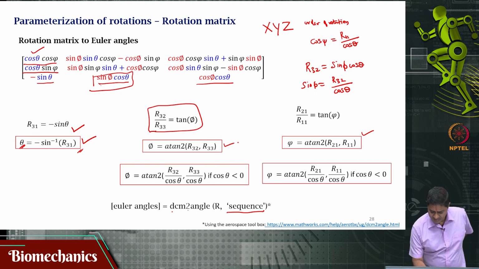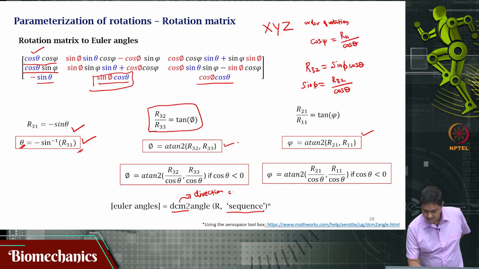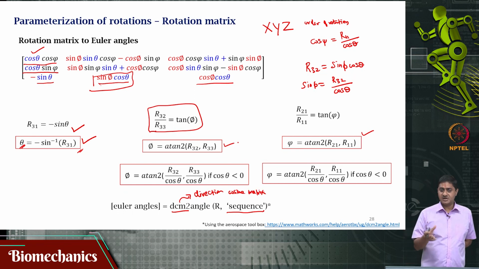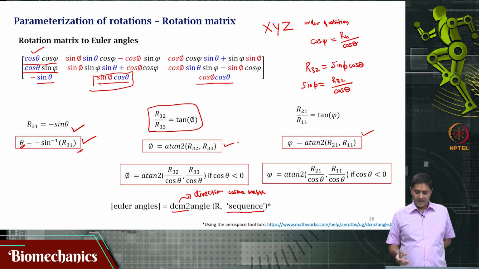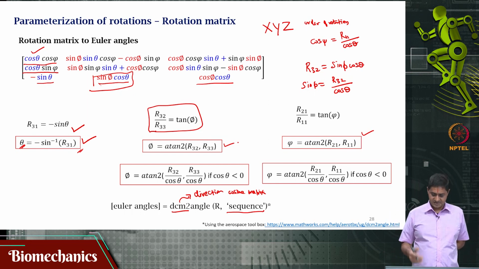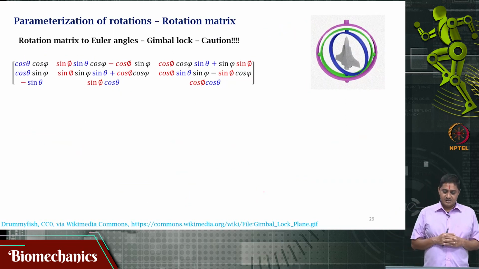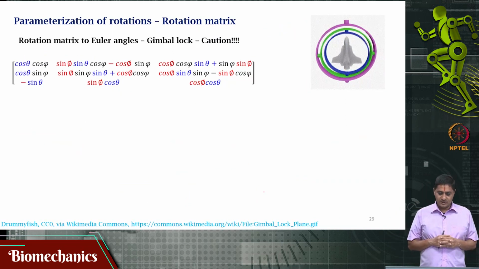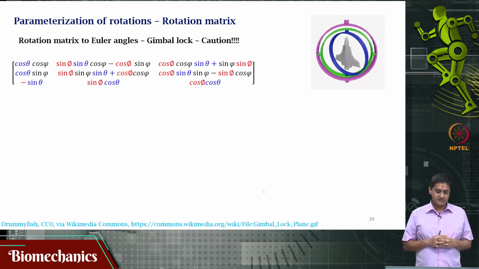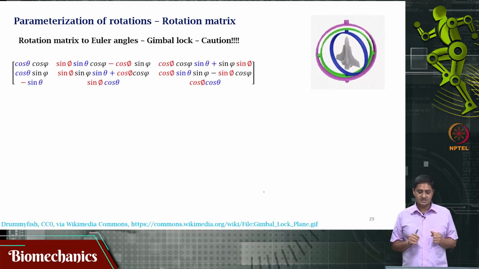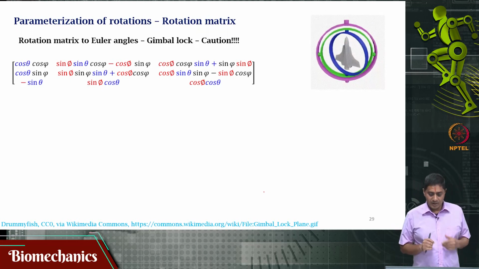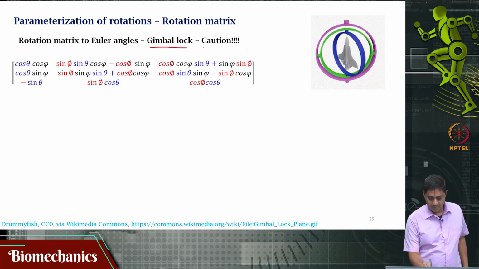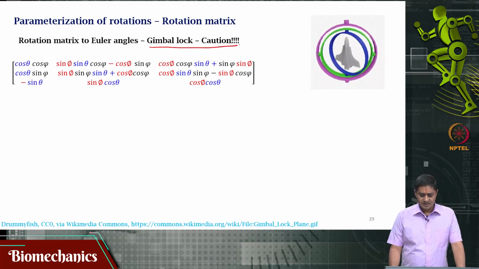What is this DCM? DCM is this matrix of direction cosines, or direction cosine matrix. Direction cosine matrix to angle, that is another way in which you can represent a rotation matrix. There is an issue that comes when you try to convert from rotation matrix to Euler angles, that is Gimbal lock. This is a problem that we will discuss in much greater detail in a future video.